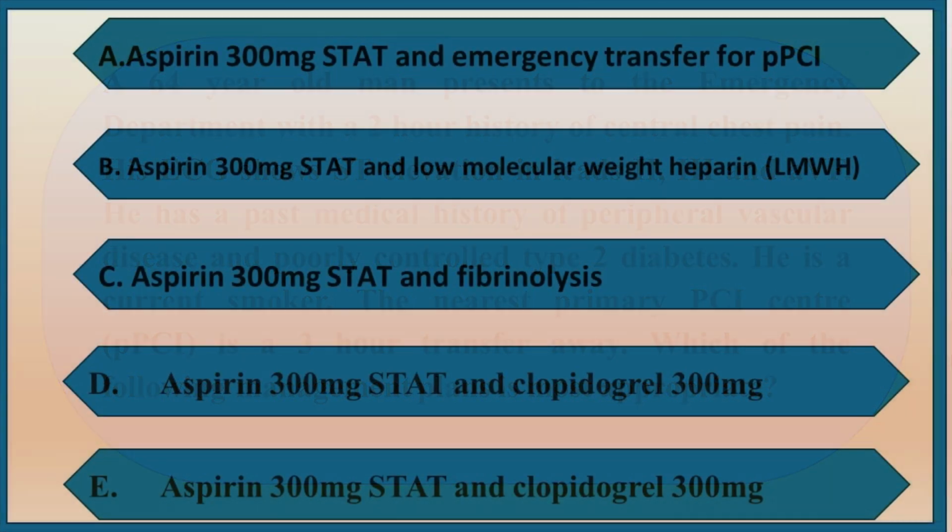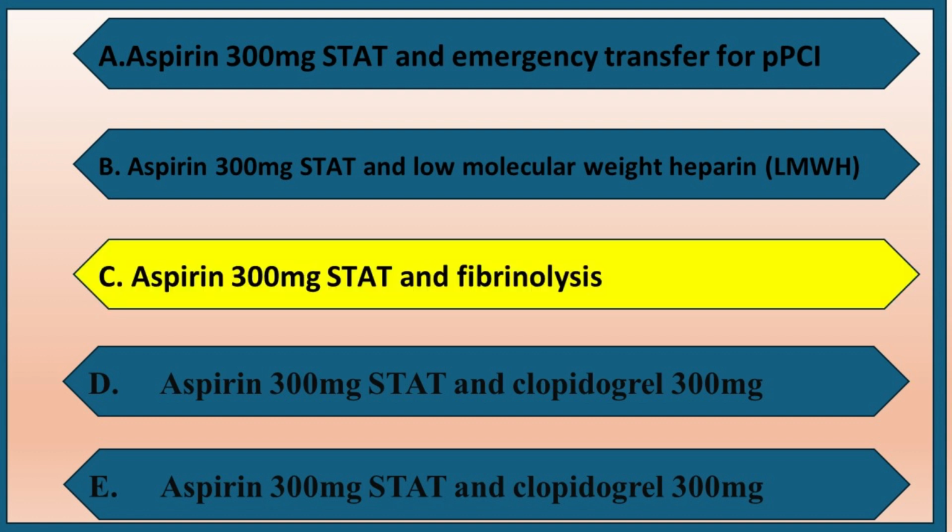Options are A. Aspirin 300 mg stat and emergency transfer for PPCI. B. Aspirin 300 mg stat and low molecular weight heparin. C. Aspirin 300 mg stat and fibrinolysis. D. Aspirin 300 mg stat and clopidogrel 300 mg. E. Aspirin 300 mg stat and angiography within 96 hours. The answer is C. Aspirin 300 mg stat and fibrinolysis.